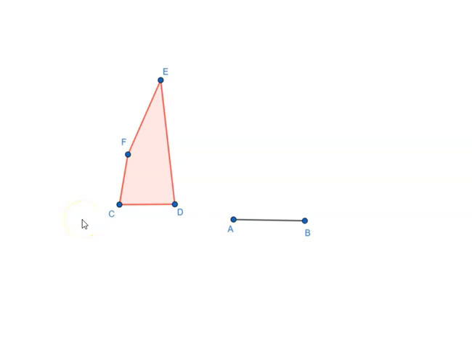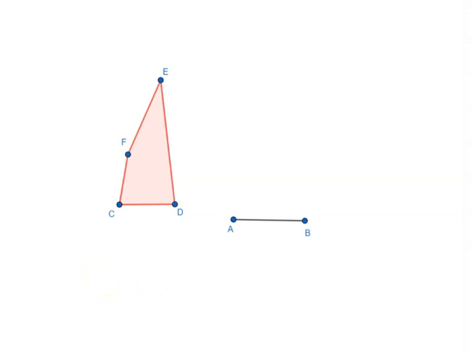Let us look at proposition number 18 of book 6 of Euclid's Elements. The proposition says to describe a rectilinear figure similar and similarly situated to a given rectilinear figure on a given straight line. So we are given a straight line, and we are given a rectilinear figure. We have to construct another figure which is similar and similarly situated to the given rectilinear figure. Okay, so let's begin.